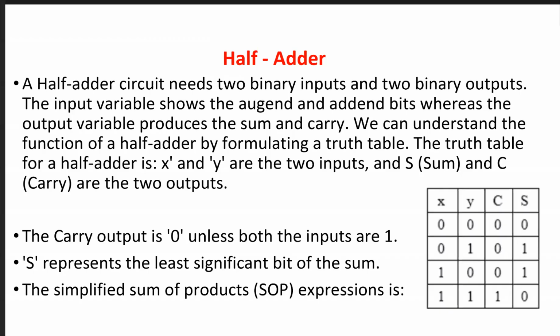So you write down in your book: half adder means 2 binary inputs and 2 binary outputs. You can take A and B as the inputs. And C and S we usually use, because C is for carry and S is for sum. So these are the two outputs. C and S are your two outputs. And then you draw the truth table.